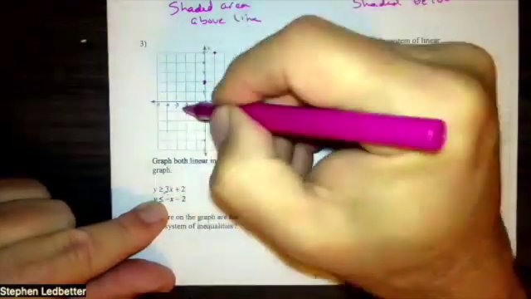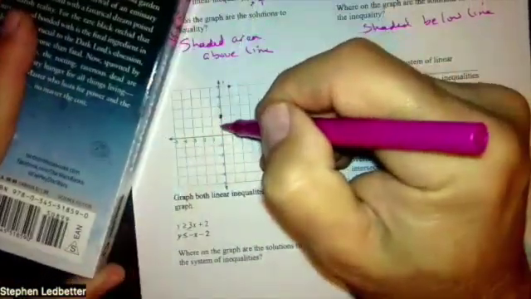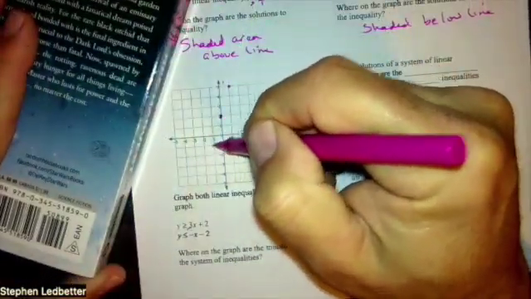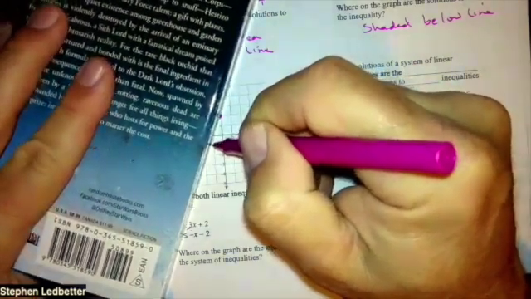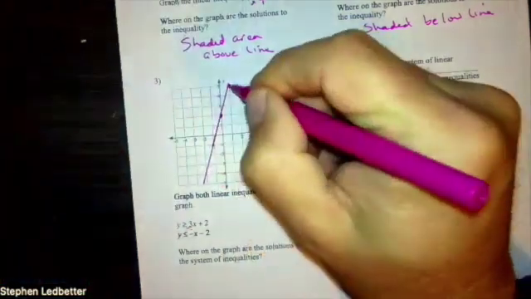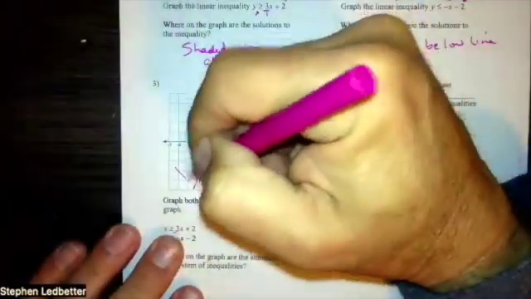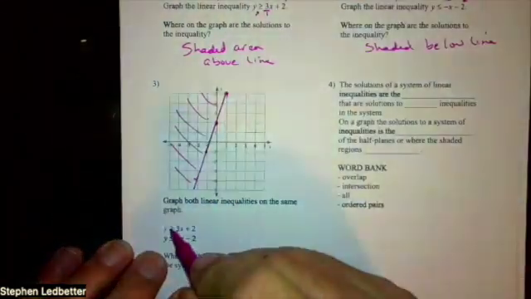It's a solid line. I'm going to go down 3, 1, 2, 3 over 1. I like to get 3 dots. All right, so there's my line. Looks a lot better than the first one. And remember, we shade up because it's a greater than.